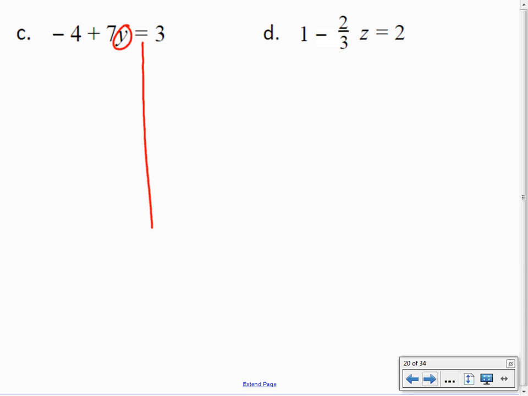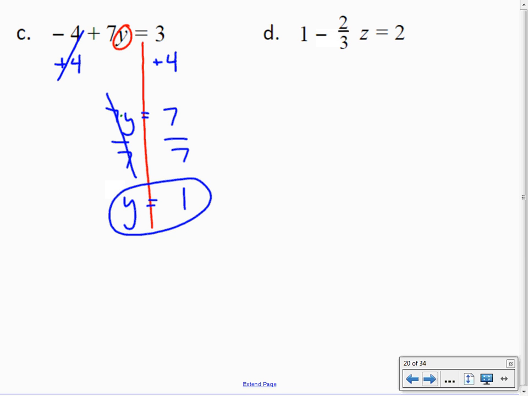Now, if I want to get rid of a minus 4 or a negative 4, I want to do the opposite, which would be adding 4. A minus 4 and a plus 4 are going to cancel each other out. So we're going to start by adding 4 to each side. That leaves us with 7y equal to 7. The 7 and the y are being multiplied. So now we can divide each side by 7. These will cancel, leaving us y is equal to, well, 7 divided by 7 is 1.